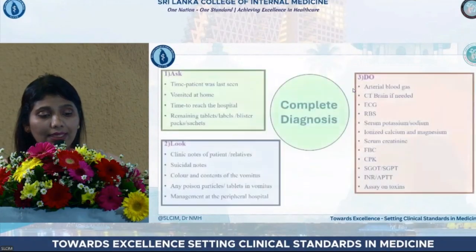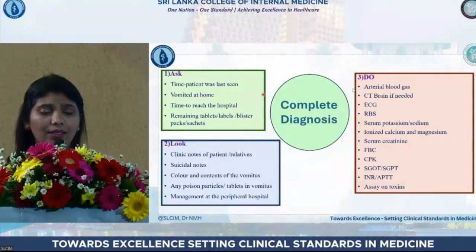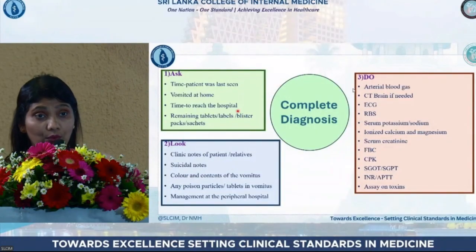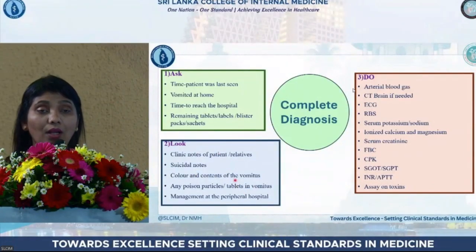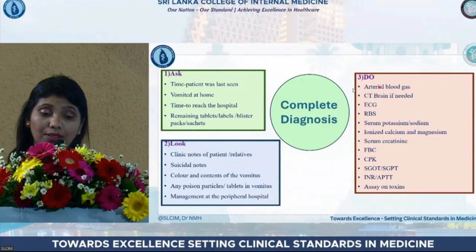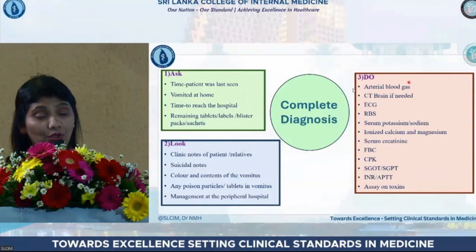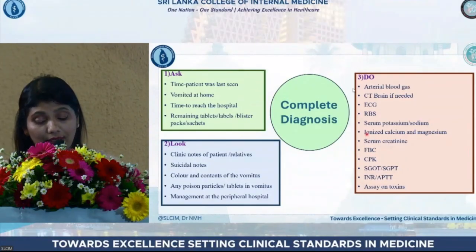The next slide is actually to complete the diagnosis. There are a few other things also that you should do. Take a history, ask and have a look at the patient's findings, clinical notes, with suicidal notes. All these things are important when you are taking a history, and there are some investigations that you have to do. The arterial blood gas comes to the top, and sometimes you might have to do a CT brain if needed and other investigations accordingly.